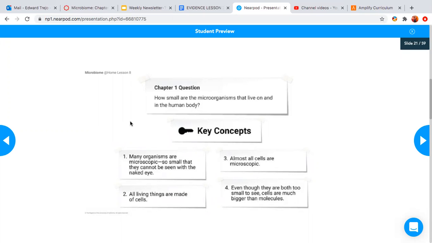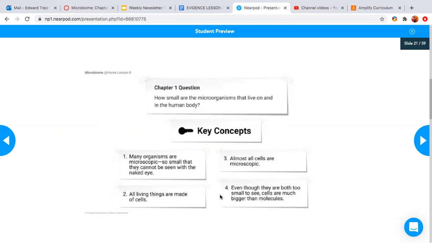We also had a series of 4 key concepts in chapter one. Our first key concept states, many organisms are microscopic, so small that they cannot be seen with the naked eye. Our second key concept states, all living things are made of cells. Our third key concept states, almost all cells are microscopic. In other words, they're too small to be seen with the naked eye. We would need a microscope to be able to see them.